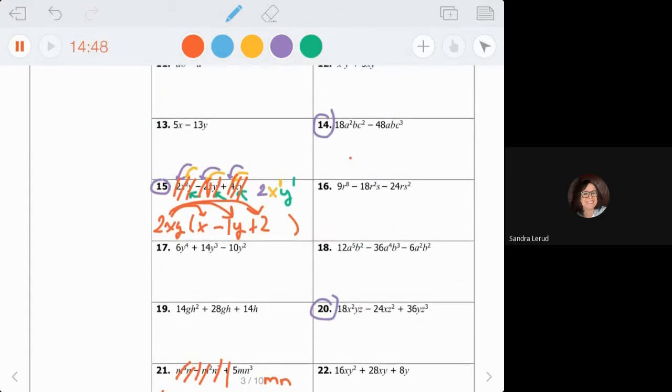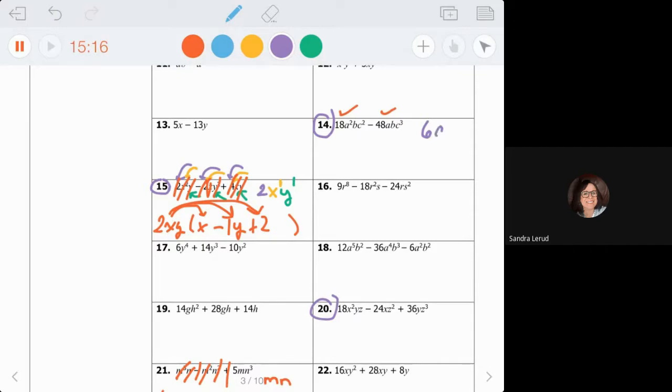What goes into both 18 and 48? Does 18 go evenly into 48? Well, if you don't know, you could go 48 divided by 18 on your calculator and you'll get a decimal, so it doesn't. What's the next biggest thing that goes into 18? And that's a 9. Does 9 go into 48? No. You can check it on your calculator if you need to. I do see that 6 goes into both of them. So that's my greatest common factor of the coefficients.